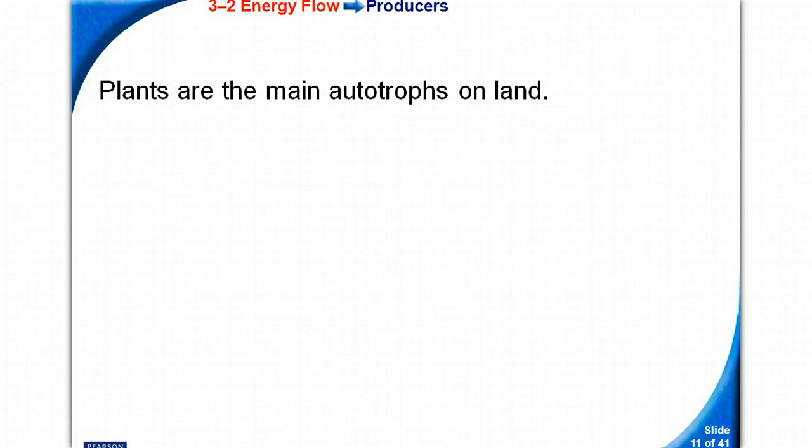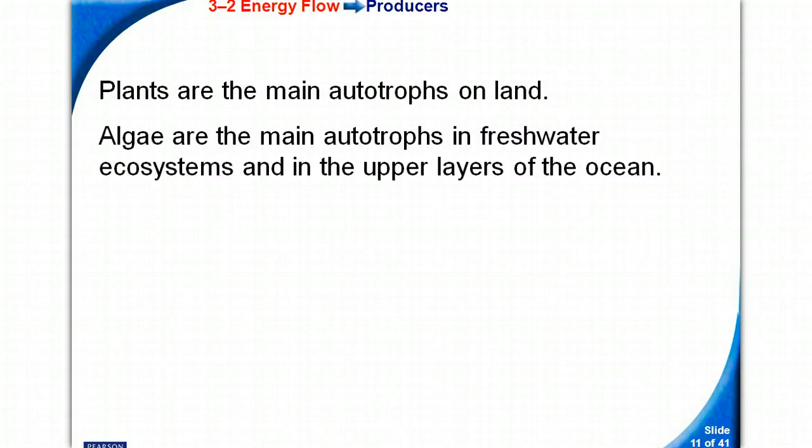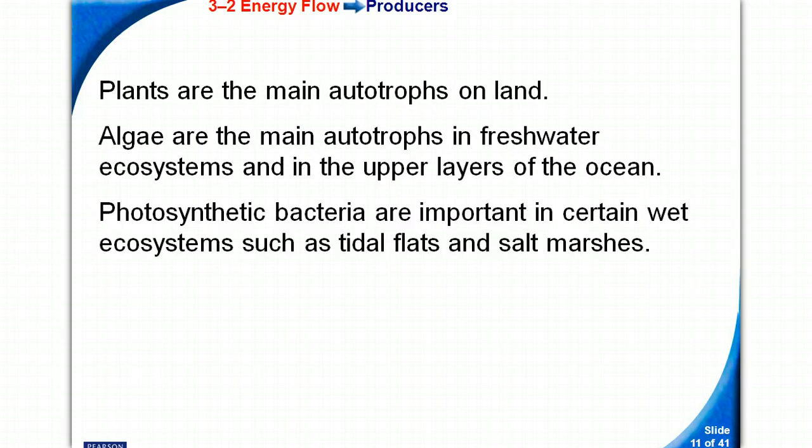Plants are the main autotrophs on land. Algae are the main autotrophs in freshwater ecosystems and in upper layers of the ocean. Photosynthetic bacteria are important in certain wet ecosystems such as tidal flats and salt marshes.